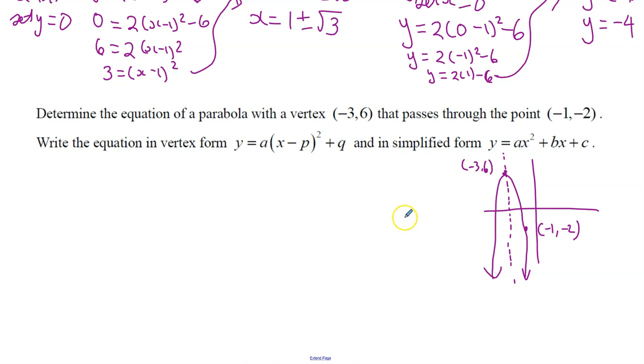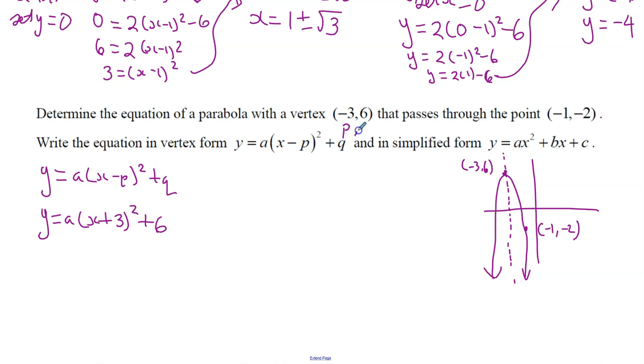Write the equation in vertex form. Actually, that's the clue to how you do this problem. You start off with the vertex form and ask, what do I know? I know the vertex, so I can substitute it in. I'll just rewrite the vertex form. The vertex is at p, q. So p is negative 3, so it's x minus negative 3. So we get y is equal to a times x minus negative 3, which is x plus 3, squared, plus 6. This is p, this is q.